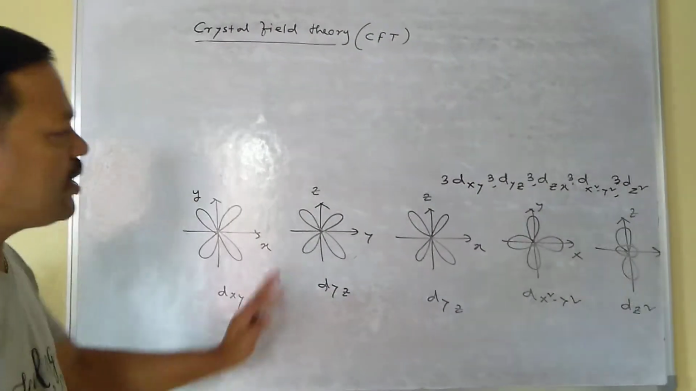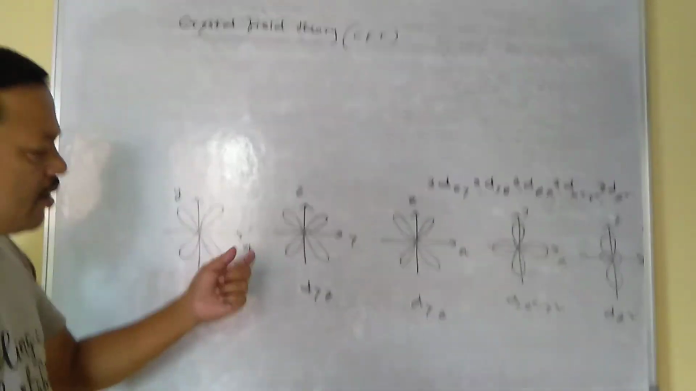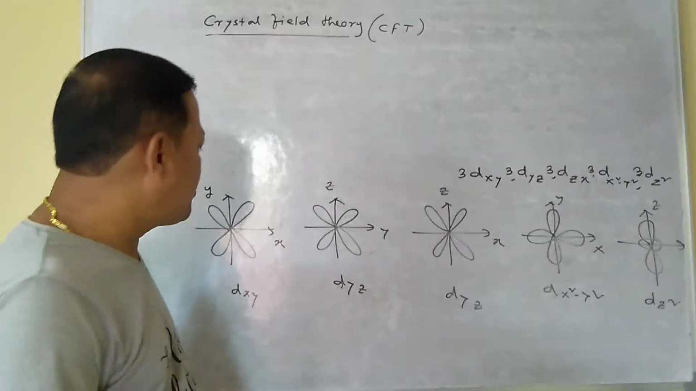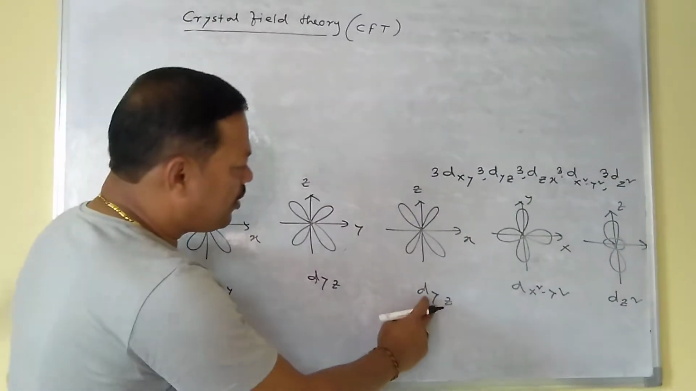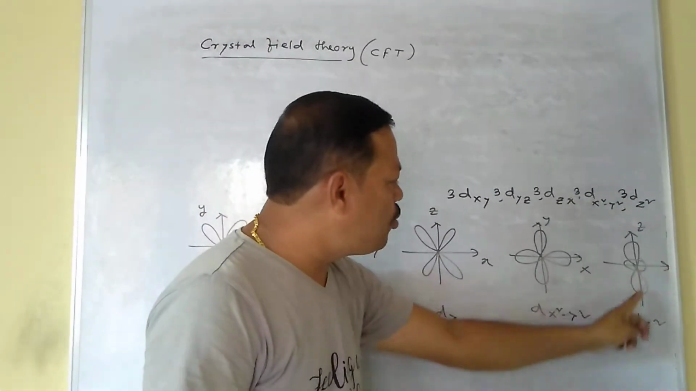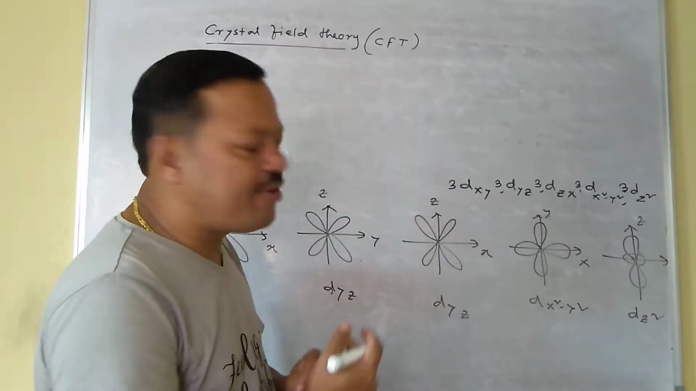Now you have seen these are the 5 d orbitals. They have equal energy, but if you notice their shape, their structure, these 3 orbitals have their lobes in between the axes, and these 2 orbitals have their lobes on the axis, and that is why they are structurally different.